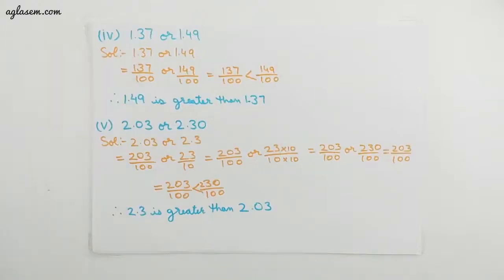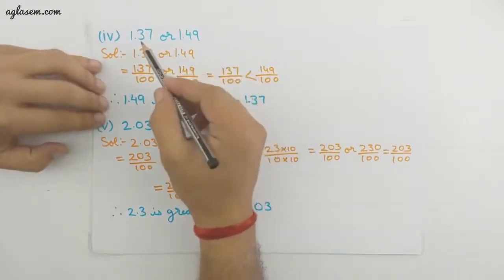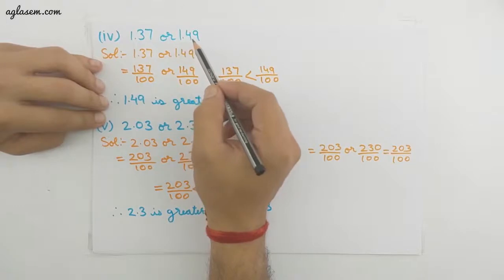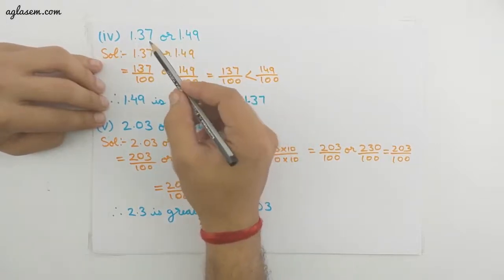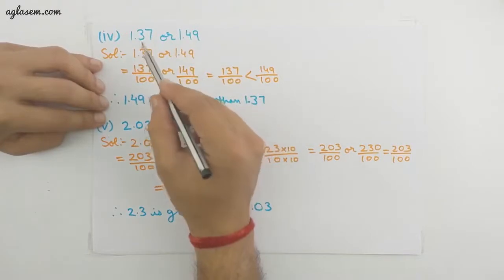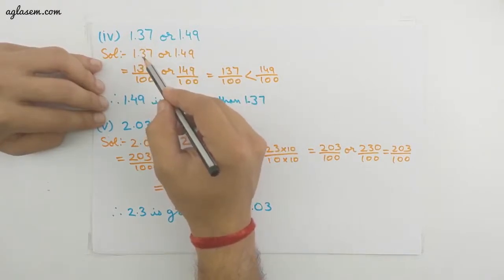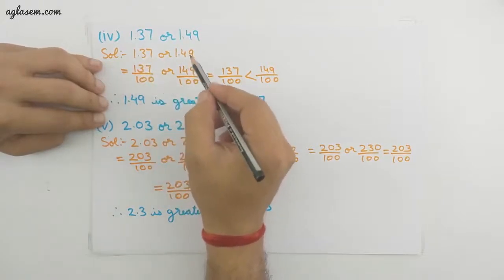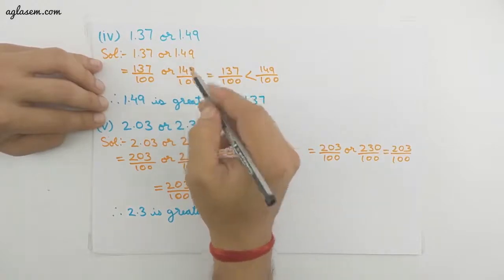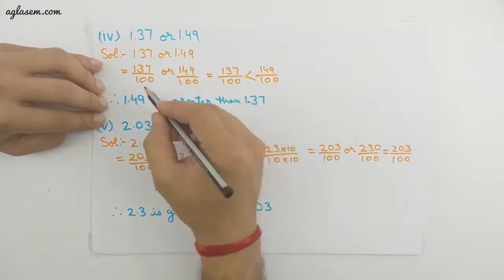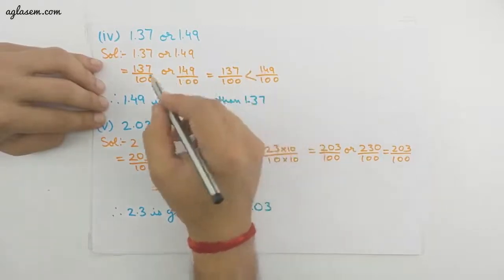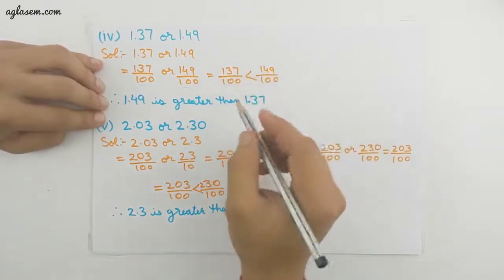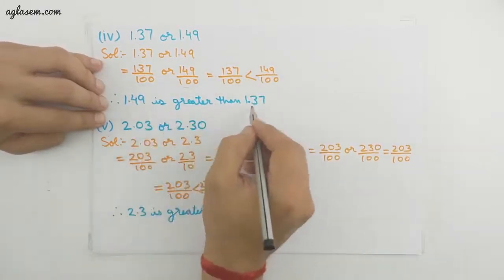Moving to the fourth part of the question, we have to see which side is greater. The left side is 1.37 and the right side is 1.49. First we have to remove the decimal of both sides. On the left side, after the decimal there are only 2 digits, so we'll divide it by 100, and on the right side again there are 2 digits after the decimal, so we'll also divide it by 100. So we have a common base 100. Now we have to see which side is greater. Well, 149 is greater than 137, so we can say 1.49 is greater than 1.37.